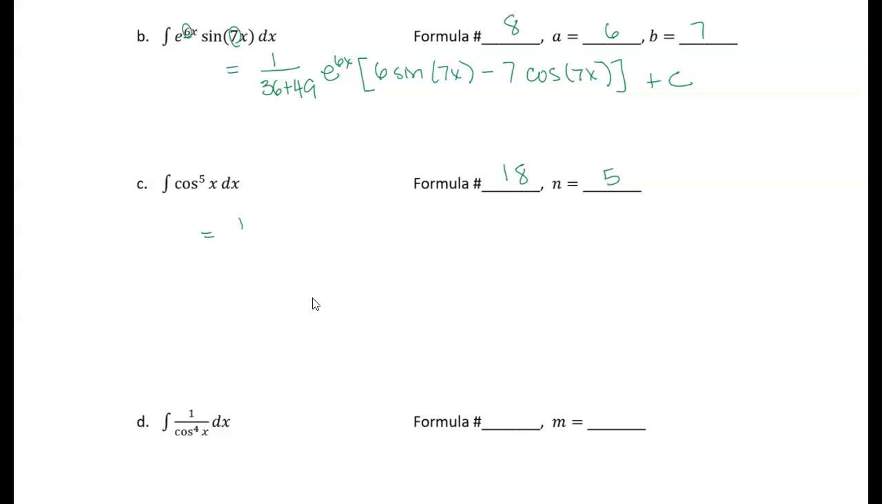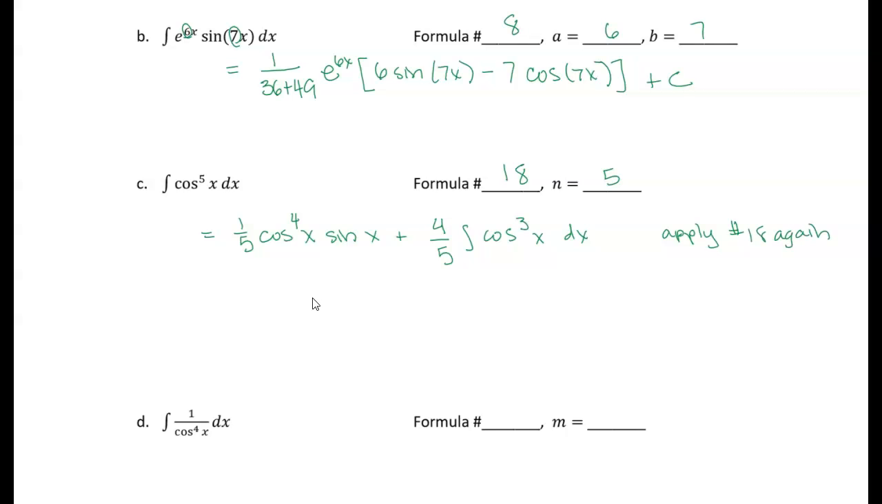So I'm going to get 1/5 cosine to the 4th of x sine of x, because it says n minus 1, plus n minus 1, which is 4, over n, which is 5, integral of cosine to the n minus 2 of x dx. Okay, well that's a pain, we have another cosine to the n. All right, so fine, we're going to apply number 18 again.